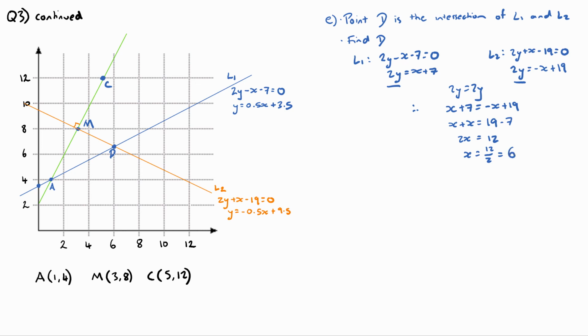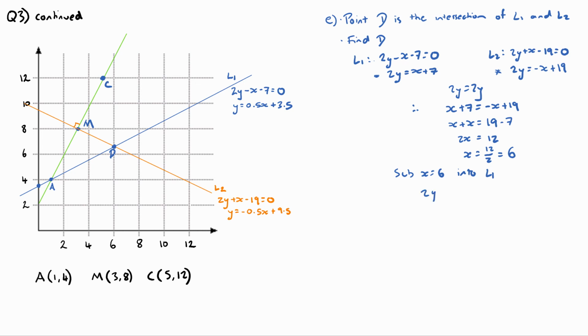Okay, so I've found the x coordinate. I can now sub x equals 6 into either one of L1 or L2, because at this point that I'm finding the coordinates of, the y values are equal to each other, so it wouldn't actually matter. So I can just pick one, and I'm just going to pick L1. But I'm going to choose this rearranged equation here. I could use this one here, but this is just already a step closer to giving me the answer.